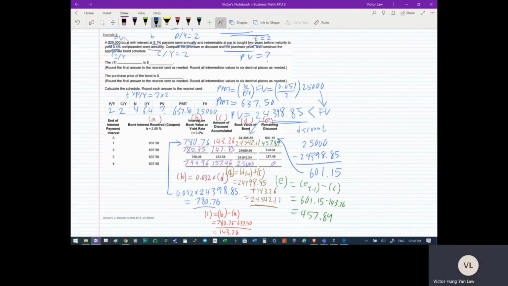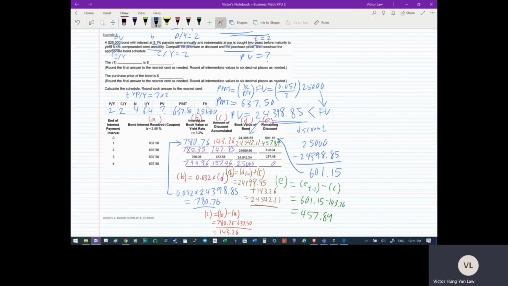So we have the face value here, redeemable at par, so therefore our face value equals our future value, so our future value is 25,000. The bond rate is 5.1% payable semi-annually, so PY is 2. Therefore we can calculate the PMT. PMT equals bond rate divided by PY times your face value, so 0.051 divided by 2 times 25,000, and you get PMT equals $637.50. That's what we have put for the PMT here.